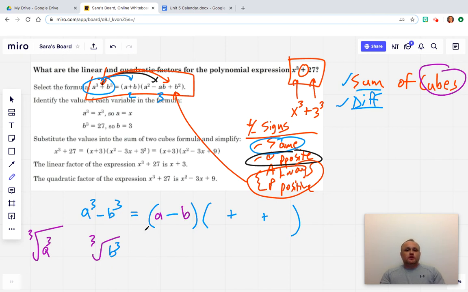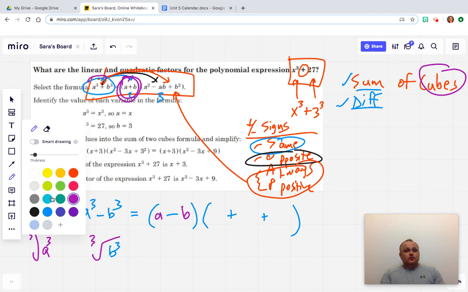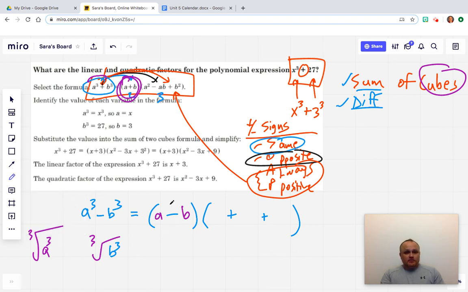So SOAP took care of the signs. Second step, take the square root of both terms and write it as the first binomial right here. And then the trinomial is the last step. This thing is built from whatever that is. So the first term, a squared. Whatever that term is right here, we're going to square it to get our first term in the trinomial.